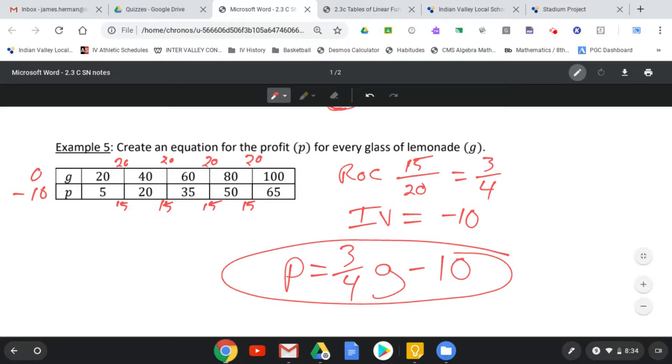Notice that I quickly found my run was going up 20 every time. My rise was going up 15 every time. So my rise is 15 over my run of 20. That reduces to 3/4. 5 goes into both of those. And then I backtracked again. Went down 20, that got me to 0. Down 15, that got me a negative 10. So there I found my rise and my run. My initial value really quick. P equals 3/4 G minus 10. How many people got the same thing? Give yourselves 2.